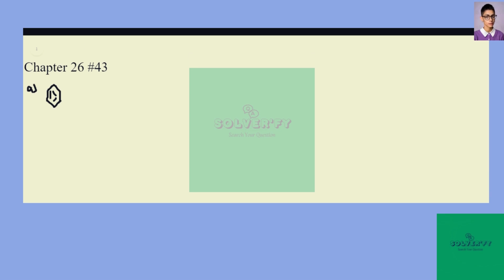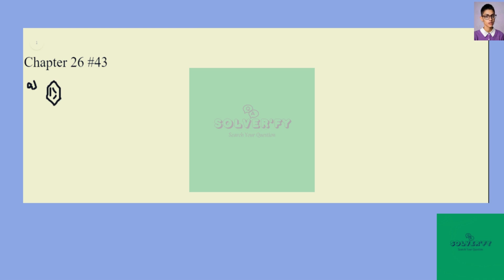This is the answer to Chapter 26, problem number 43 from the Smith Organic Chemistry textbook. This problem asks us to devise a synthesis of each of these four compounds from benzene, and we can use any organic compounds having 4 carbons or fewer and any required inorganic reagents.